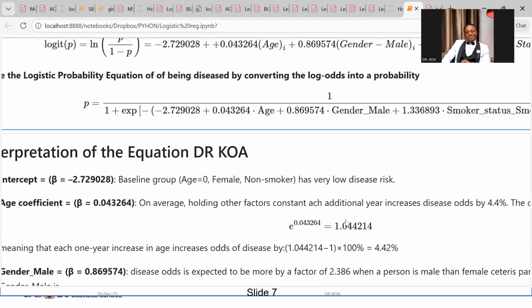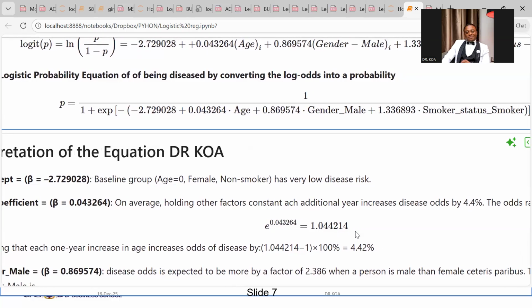1.044. So that is what you're going to interpret. What does this value mean? Well, you always interpret it with the value above the 1 and multiply it by a percentage. The value above the 1 is 0.044. You multiply it by 100, and that will give you 4.4. So what you're interpreting is actually the 4.4.